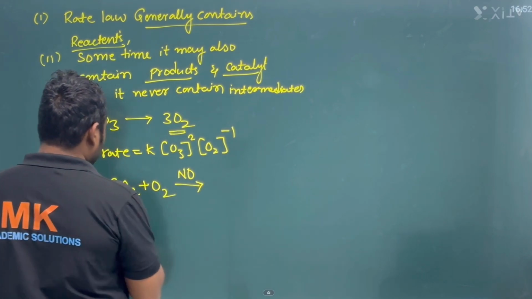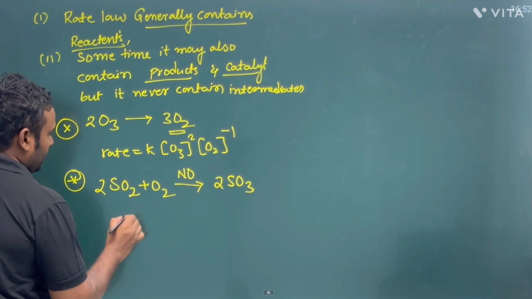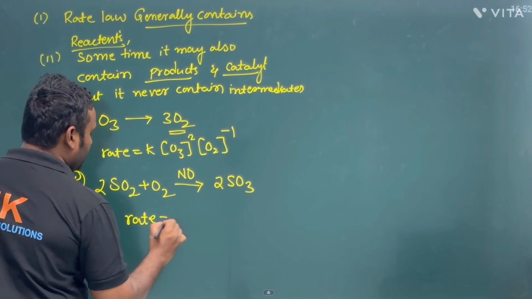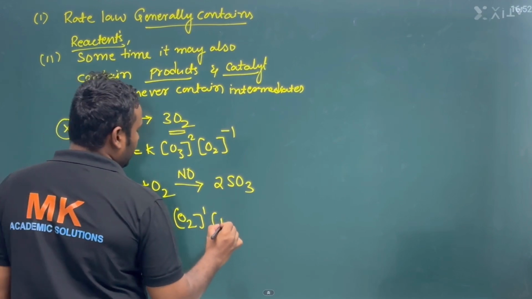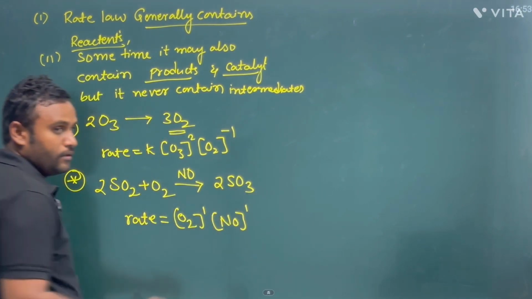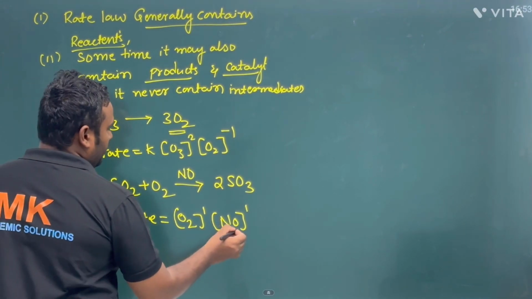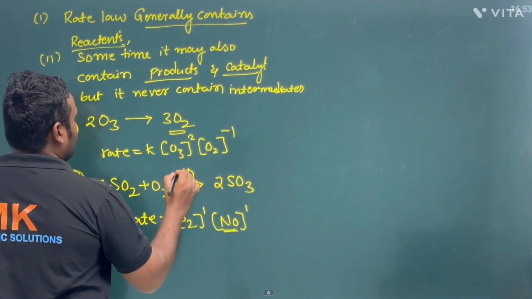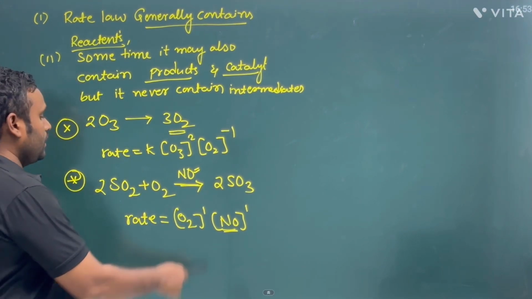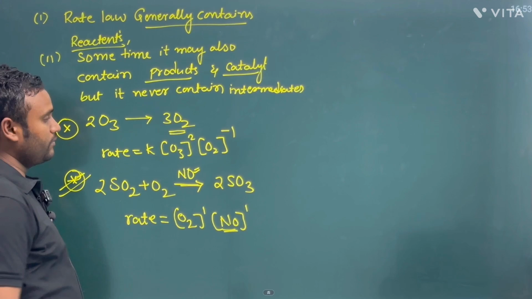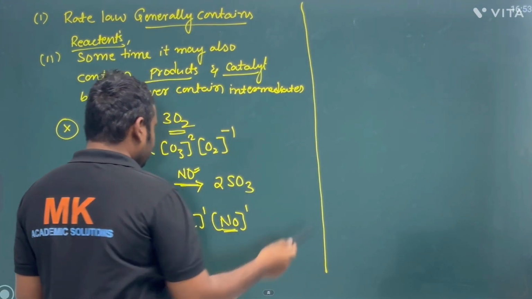Okay, next, you take SO2 plus O2 in the presence of NO, which is the catalyst here, and it produces 2SO3. So here rate is equal to [O2] power 1 and [NO] power 1. So what is NO here? NO is the catalyst, means sometimes the catalyst is also present in the rate equation.